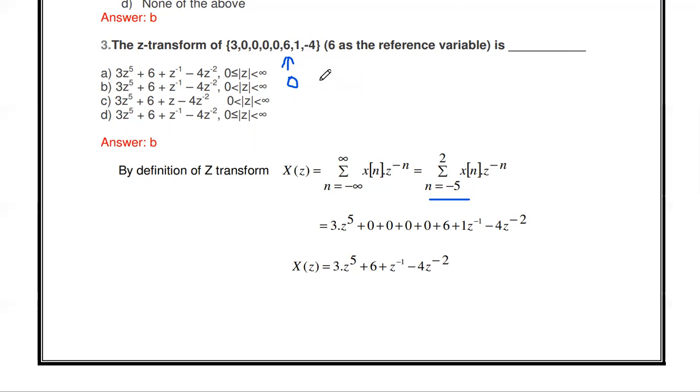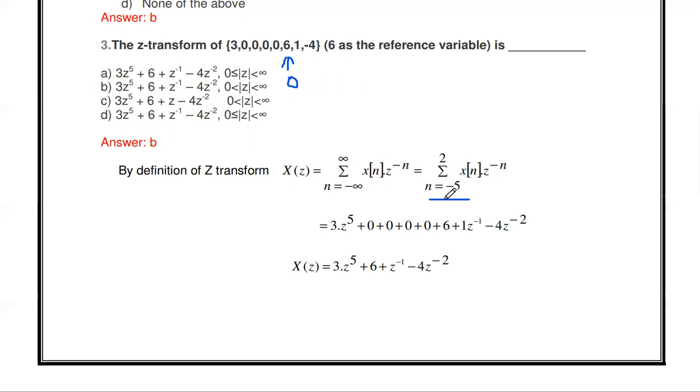So you just find the index value: summation n equal to minus 5 to 2 of x of n z power minus n. Next we have to expand this summation and substitute the x of n values.